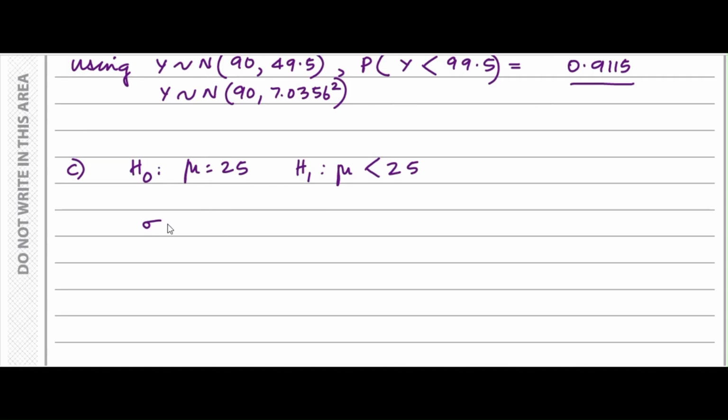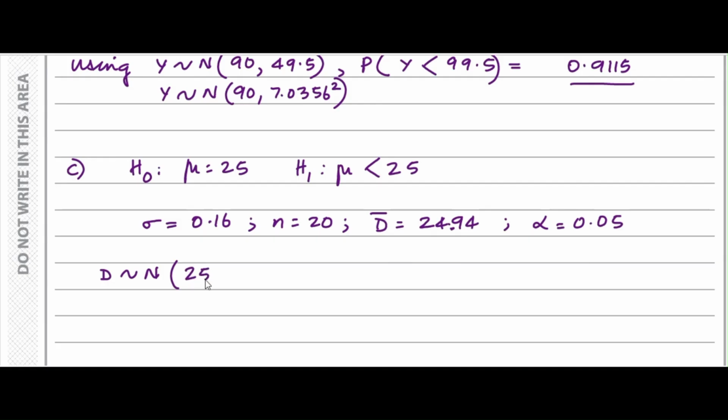What else do we do now? Sigma is equal to 0.16, n is equal to 20, d bar is equal to 24.94, alpha is equal to 0.05. As D follows a normal distribution, we write mu is equal to 25, but the variance will change. That will be 0.16 squared over the sample size of 20. So that is equal to normal distribution with mu 25.